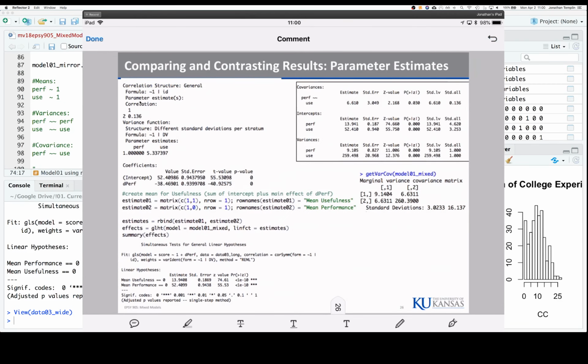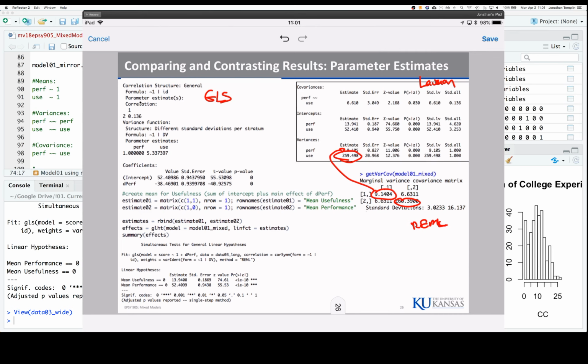Moving forward, now we can compare our parameter estimates, and I'll just stay on my slides for this. These are the parameter estimates that came out of the GLS function over here, and this is from Lavaan. Right? And so now we can take a look at our variance covariance matrix. There is the estimate of our variance performance. We see in GLS it's 9.14 where it's 9.105 in Lavaan. Similarly, in GLS it's a little bit bigger for usefulness, and that's the impact of REML.